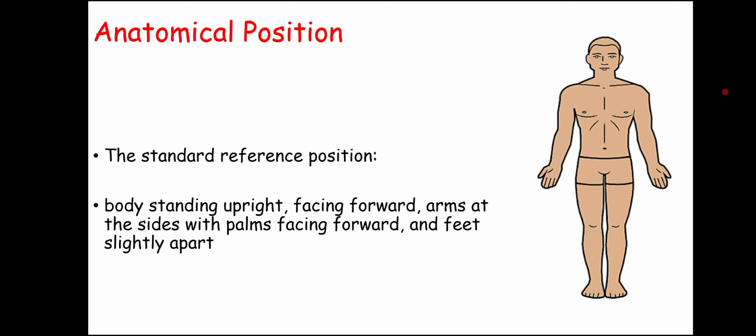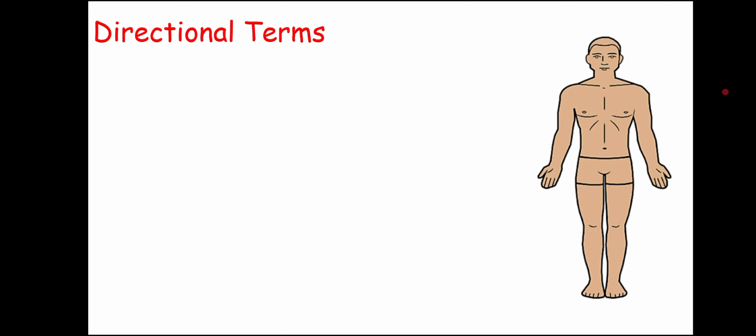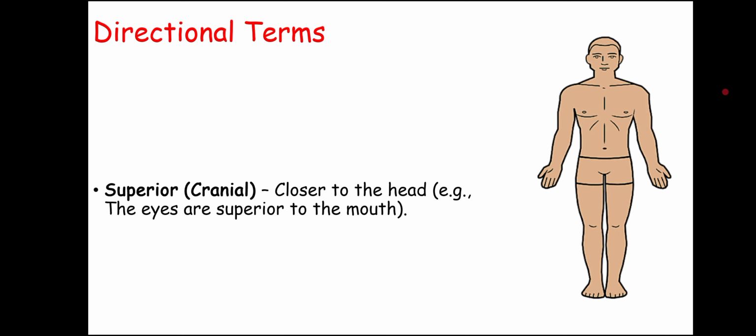The standard reference position is when the body is standing upright facing forwards, arms at the side with palms facing forward and feet slightly apart. Here you can see the pictorial representation of anatomical position. Now we will talk about the directional terms related to anatomical position.